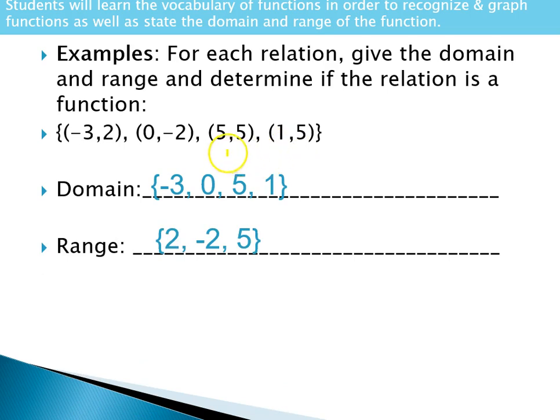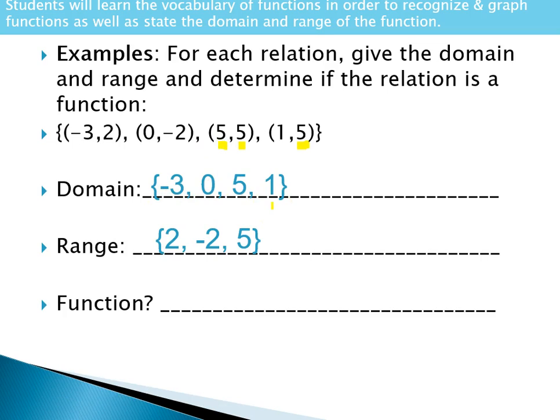Now if you look at this, you can see that 5 is used as an x and as a y here. That's okay. Are all of the x's different? Since they're all different, then it is a function. Even though that 5 is used as x and y. And even though 5 goes with 5 and 1 goes with 5, it's okay.